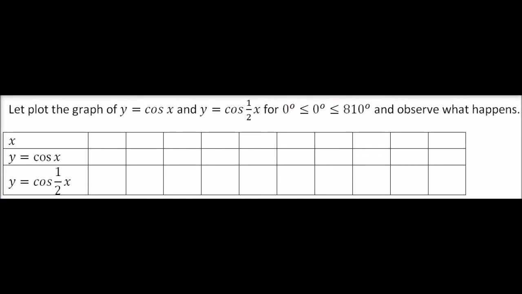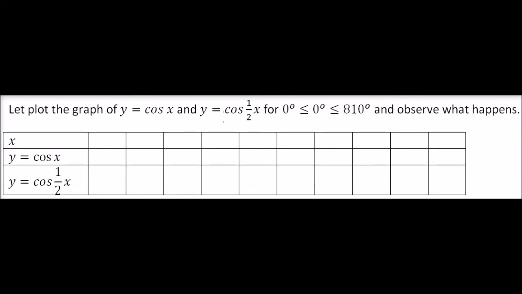So we are going to plot two more functions, that is y equals cos x and y equals cos a half x. So note here, we have not multiplied, but we have divided the angle by 2, that is a half, and you plot within the range of 0 to 810, then we observe what happens.